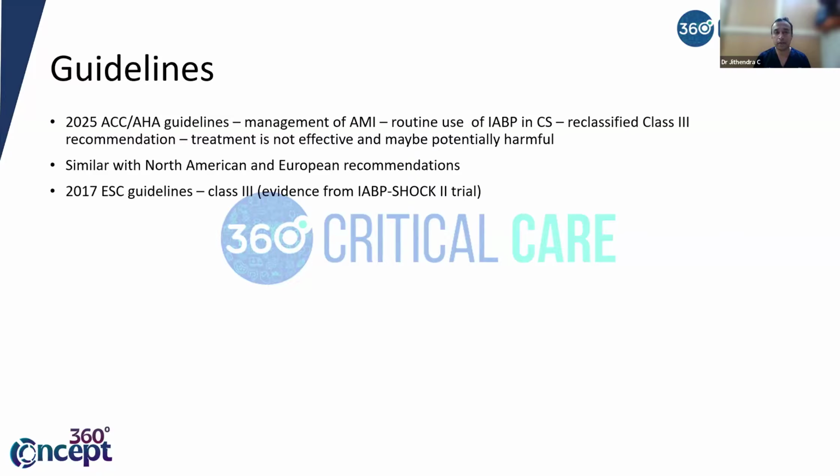Similar recommendations come from the North American society and the European Society of Cardiology also. The latest guidelines from the European Society of Cardiology were in 2017. As I told you, after the IABP Shock 2 trial, they downgraded it to a class 3 recommendation.